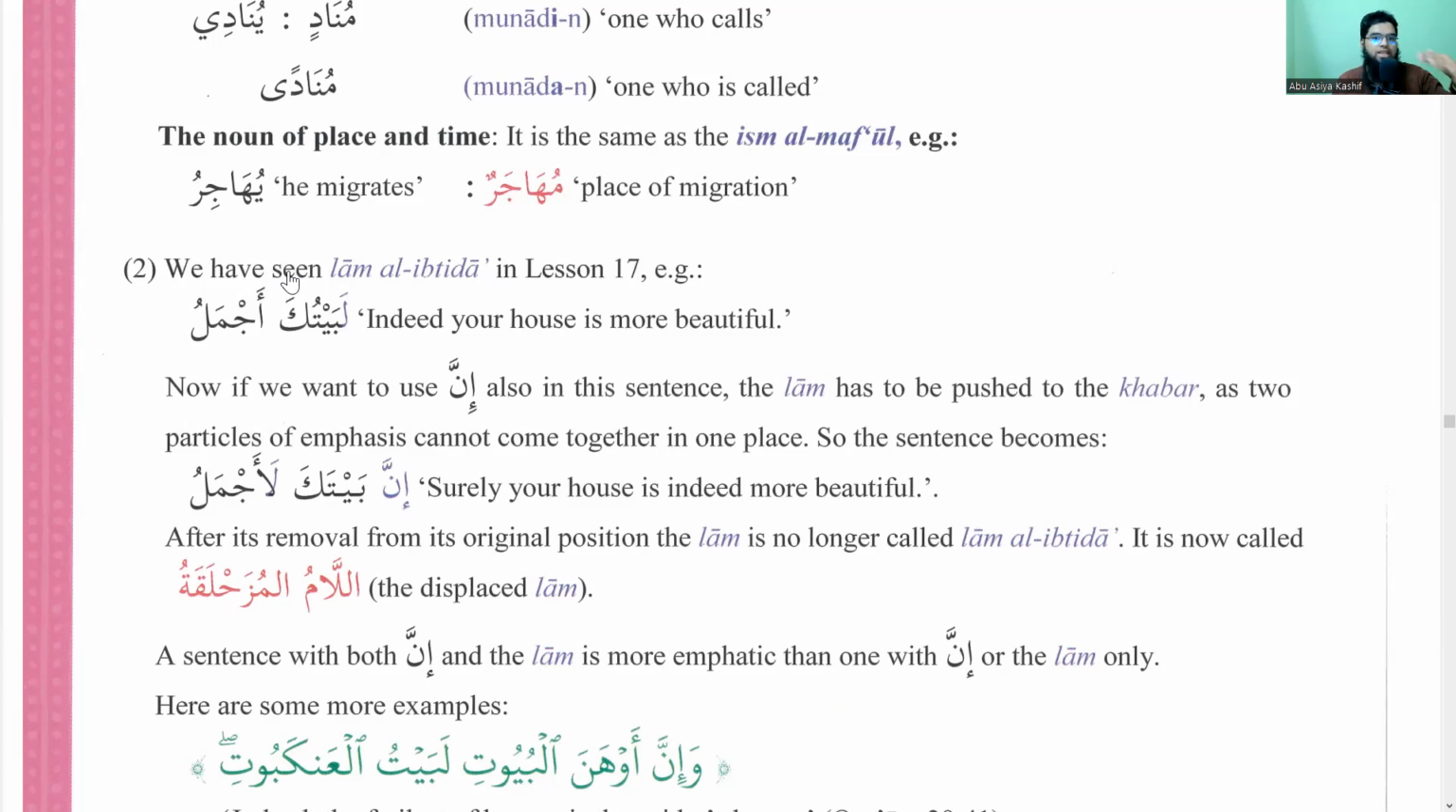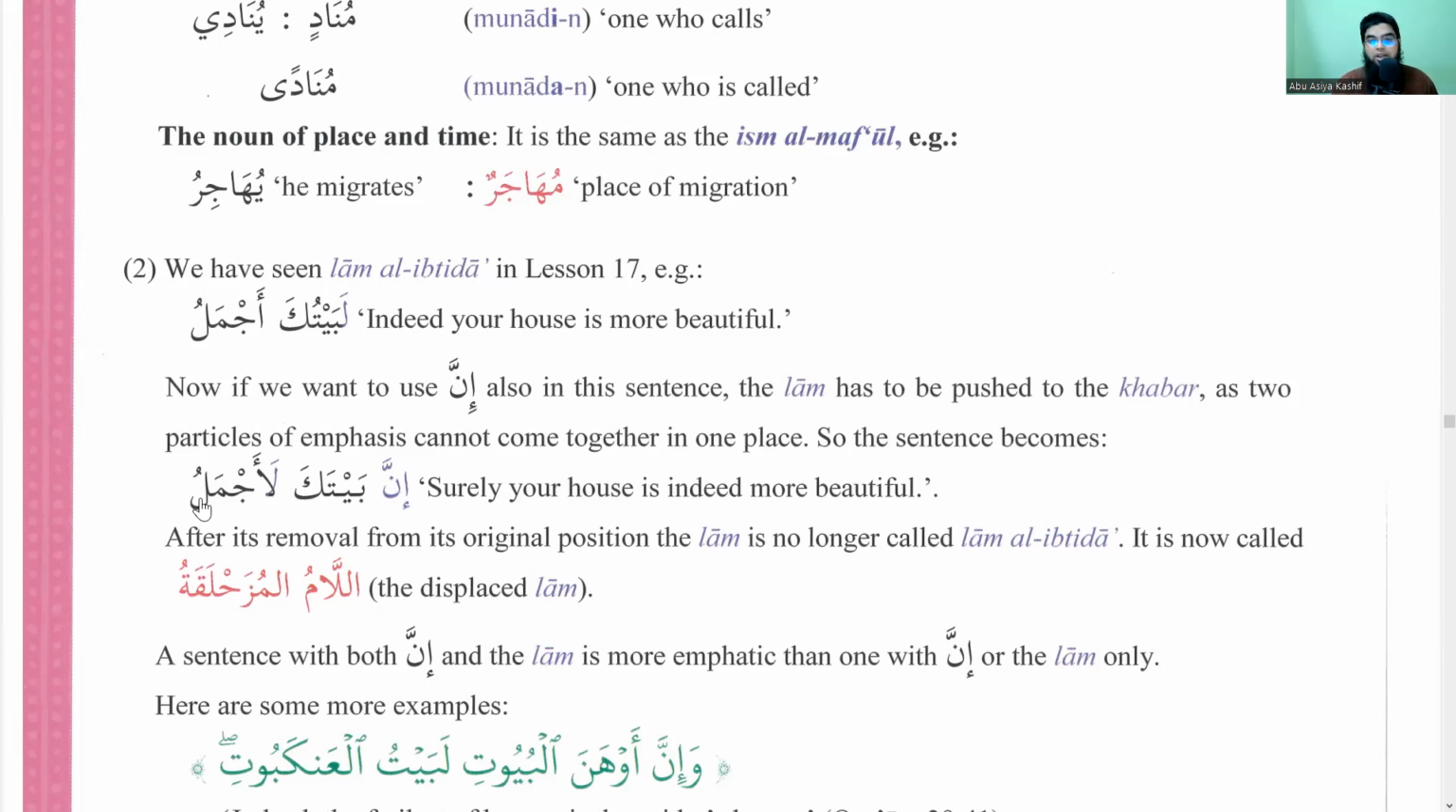Because the lam which will come with inna, this is what we are learning. Now, for this, la baytuka ajmalu, your house is more beautiful, ajmalu. I want to use inna also. I want to give double emphasis. I want to use inna as well as I want to use lam. So this lam goes to the khabar, skating lam, right? Lamul muzhalaqa. Now, if you want to use inna also in this sentence, the lam has to be pushed to the khabar, as two particles of emphasis cannot come together in one place. You cannot use inna labaytuka ajmalu. No. So the sentence becomes inna baytaka la ajmalu.